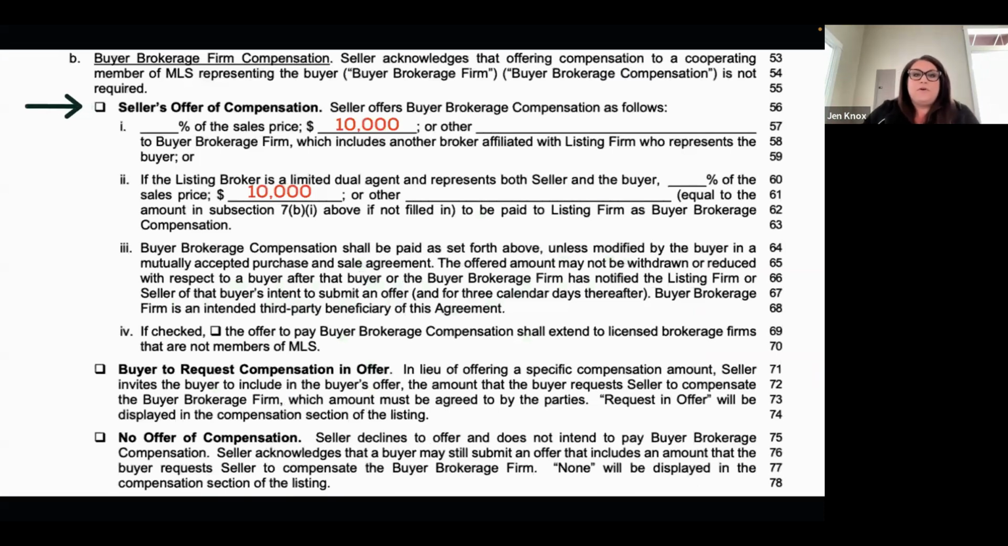So I just wanted to go over really in detail how to write these up, right? So offer of compensation, here's what the seller is offering to the buyer. Now, if the listing broker is also the limited dual agent, you can either write in the number here, or like I said, leave it blank, and it just defaults back to what is being offered currently to the buyer broker. Because what we're trying to keep in mind is any buyer broker that comes to the table will have this offer of compensation. You, being a buyer broker as well, are considered any other broker that has come to the table with that offer.